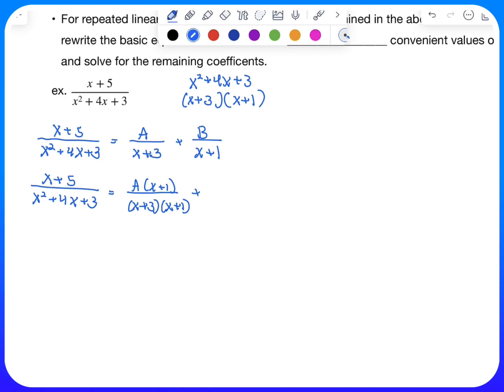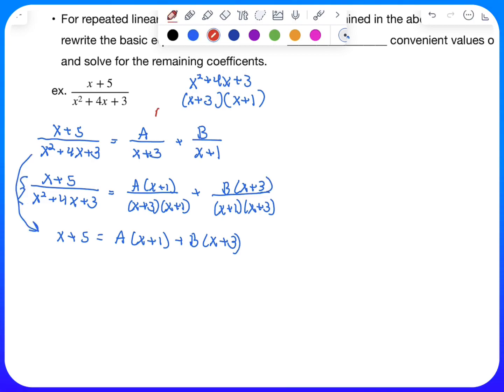And then to get the common denominator, I'm going to multiply the second fraction by (x plus 3) over (x plus 3). Now, the denominators, if I solve this equation and multiply each side, cancel out. So I can just look at the numerators. So x plus 5 is now equal to a times (x plus 1) plus b times (x plus 3).